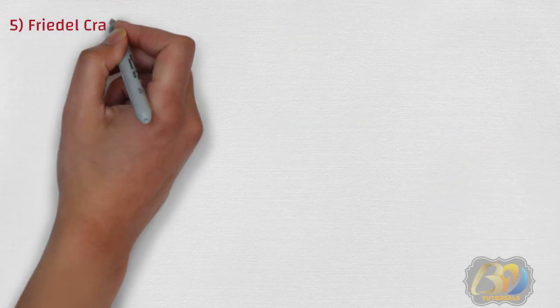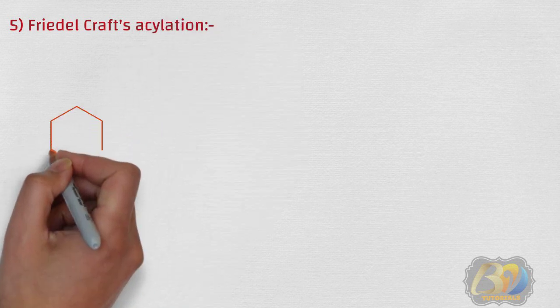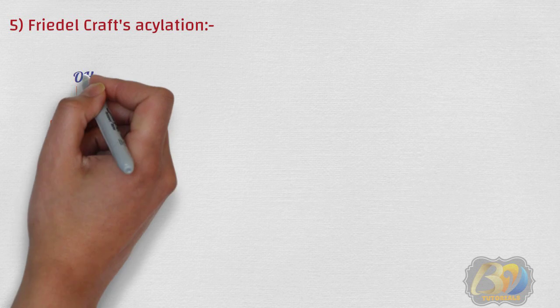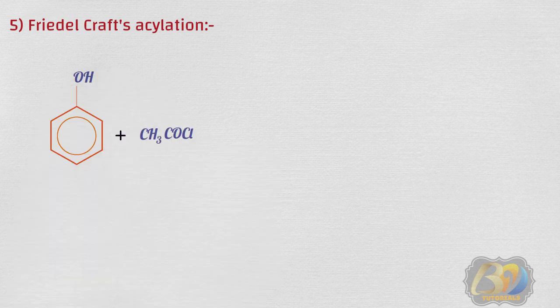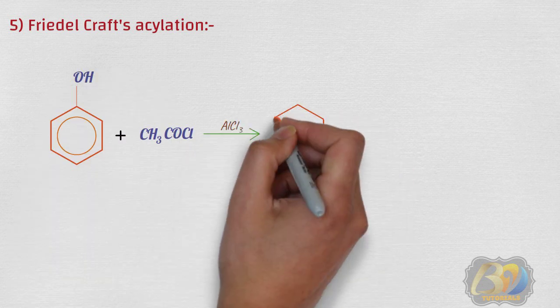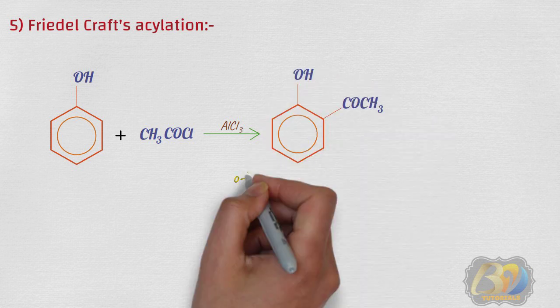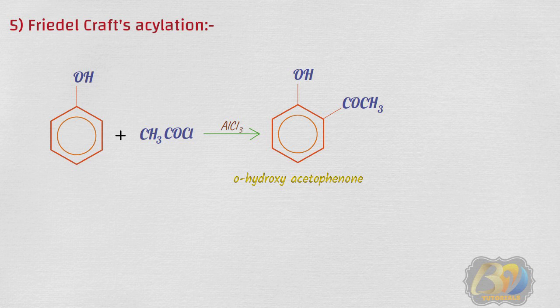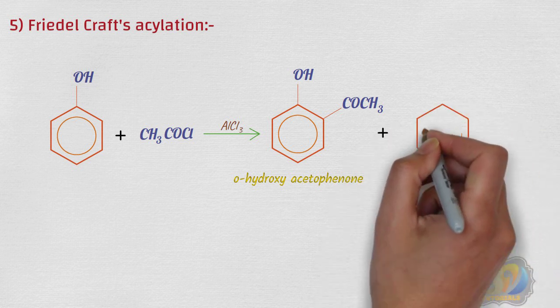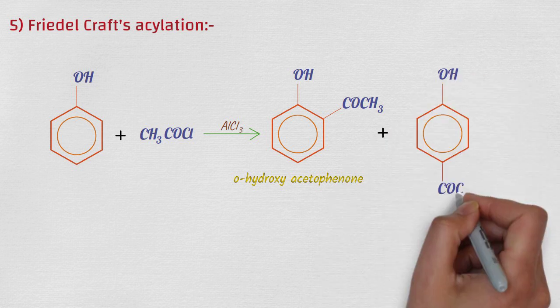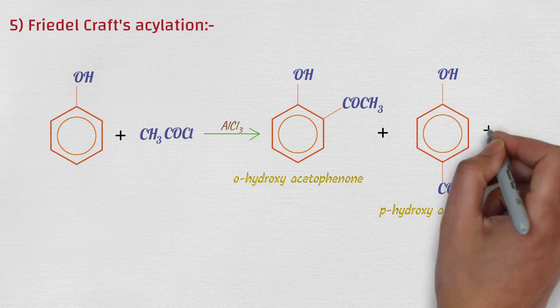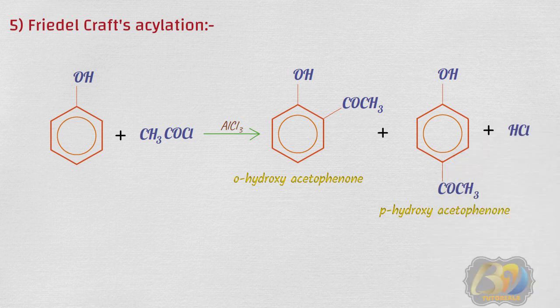The fifth one is Friedel-Crafts acylation. We know that in the acylation, phenol reacts with acetyl chloride in presence of AlCl3, and again we can get a mixture of ortho-hydroxyacetophenone and para-hydroxyacetophenone with the liberation of hydrochloric acid.